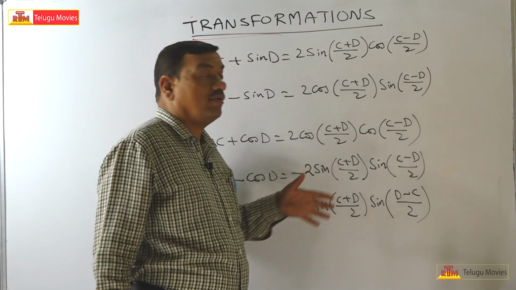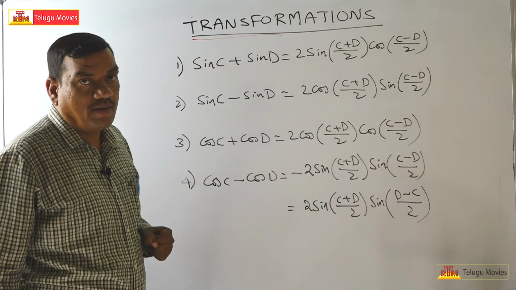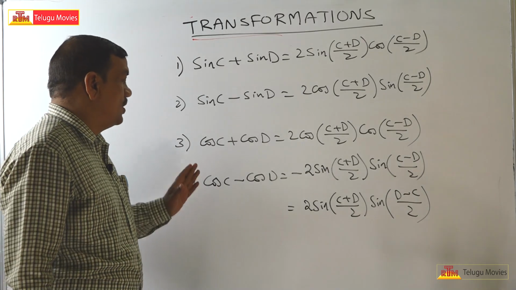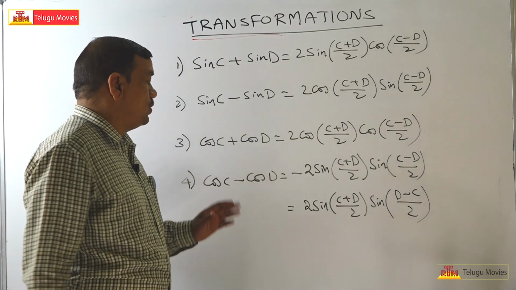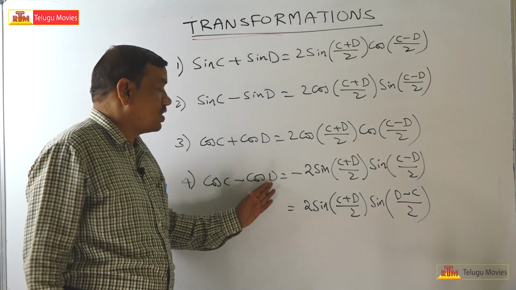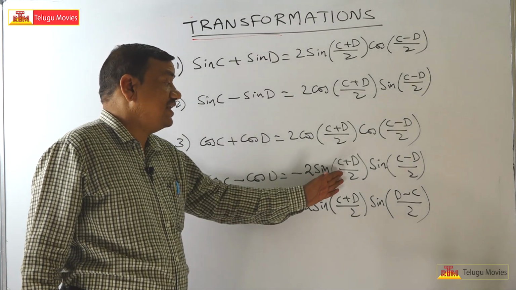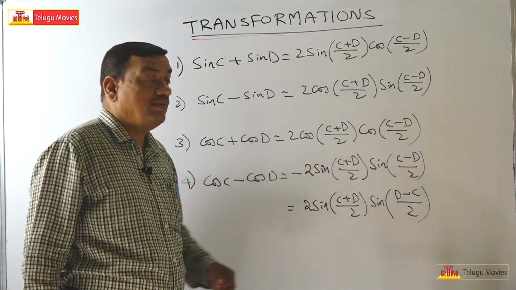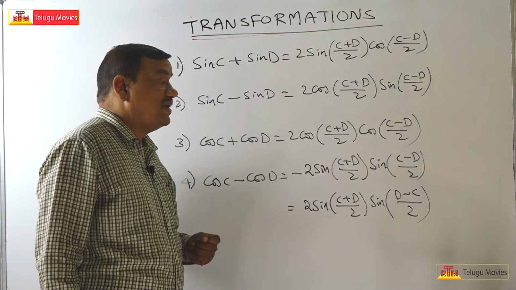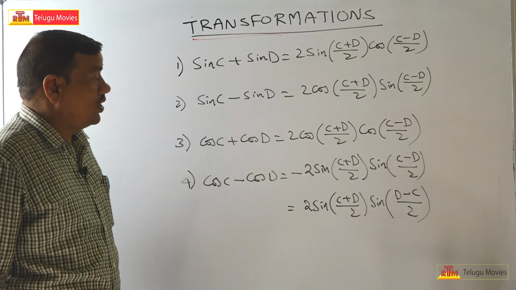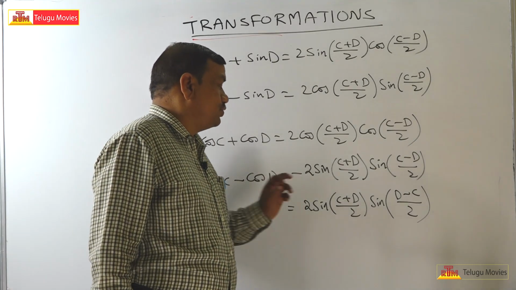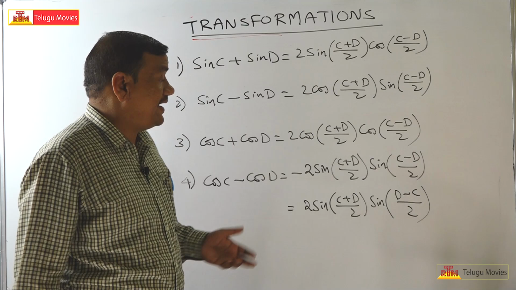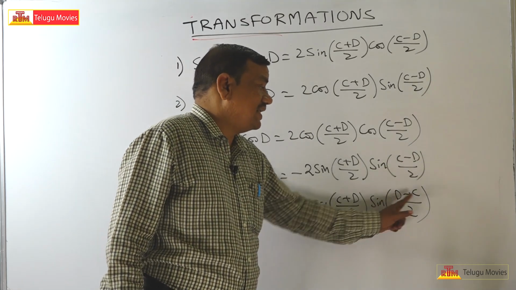In place of A, I wrote C plus D by 2. In place of B, I wrote C minus D by 2. Cos C minus cos D, that means cos of A plus B minus cos of A minus B, is equal to minus 2 sin A sin B. In place of A, I wrote C plus D upon 2, and in place of B, I wrote C minus D upon 2. So here we will get a minus. If you want to avoid that minus, write C minus D as D minus C.